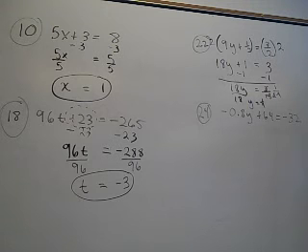Problem 24. Negative 0.8y plus 64 equals negative 32. What's the first step say to do again? First step says clear fractions.